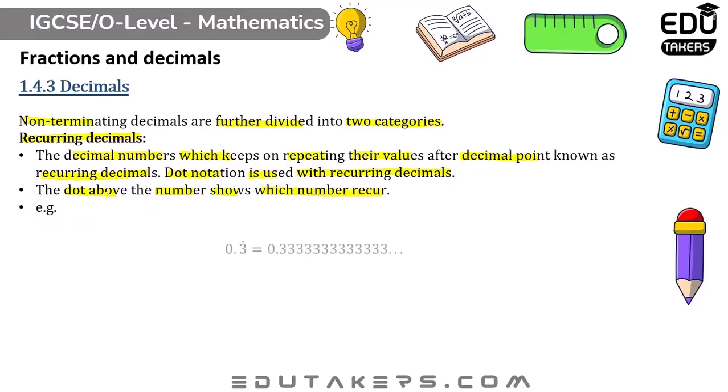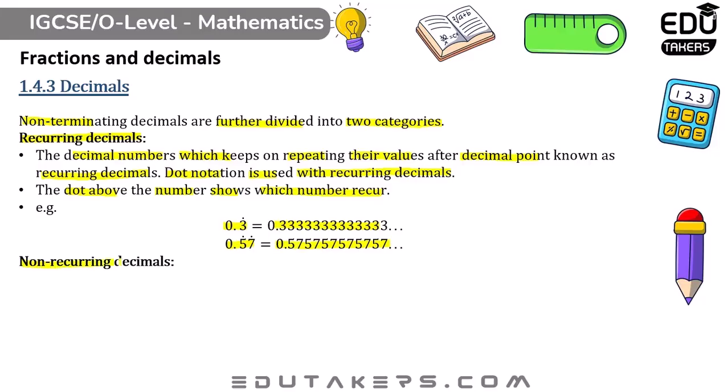For example, 0.3 dot, that means 3 will recur. So 0.3333 and so on. 0.5 dot 7 dot, which means this 57 will be recurring. So 0.575757 and so on.